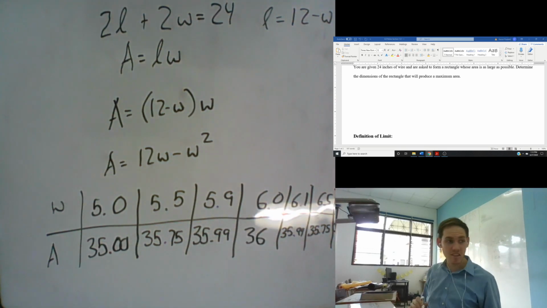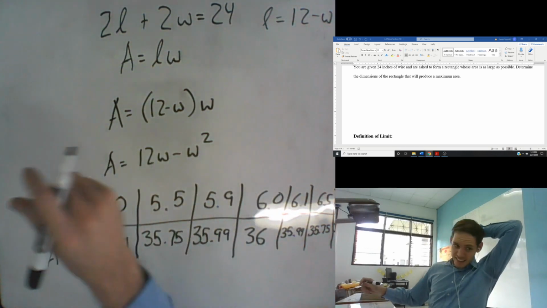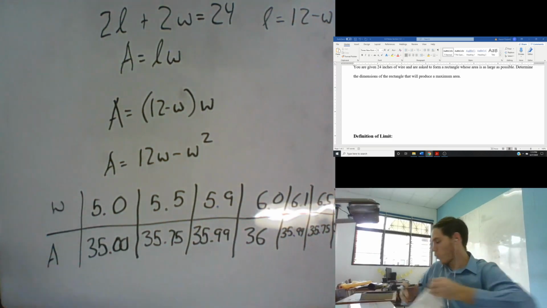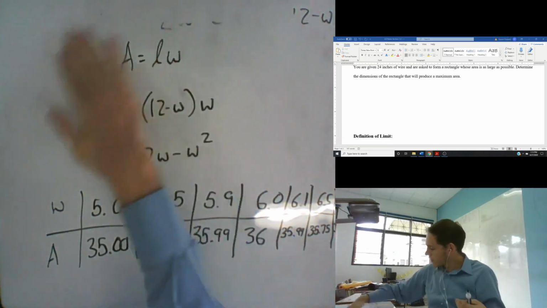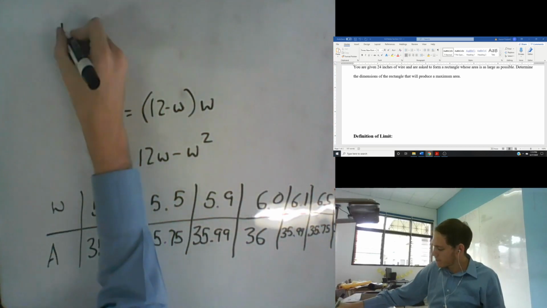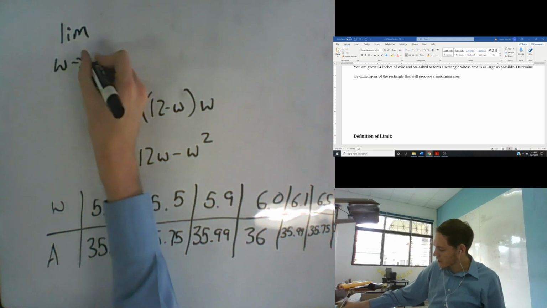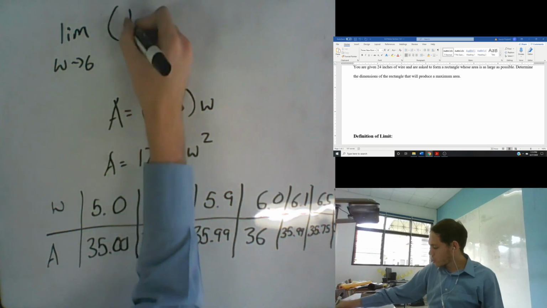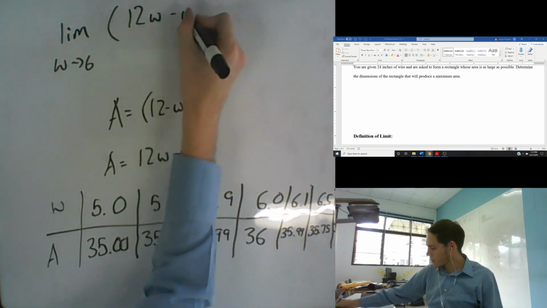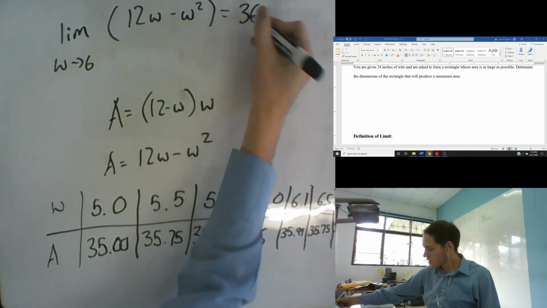Our max is going to be 36. So we go up, and then after 6, it goes back down. So then, if we were to write this as a limit, what we'd get is, so we would write limit as W approaches 6 of 12W minus W squared would be equal to 36.